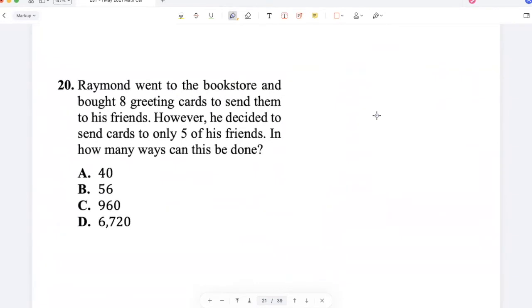20. Raymond went to the bookstore and bought 8 greeting cards to send to his friends. However, he decided to send cards to only 5 of his friends. In how many ways can this be done? Okay, so the first friend can receive any of the 8 cards. The second friend can receive any of the remaining 7, remaining 6, remaining 5, and remaining 4. Right? So that's how each of the 5 friends will receive. Let's plug that in. 8 into 7, 56 times 120. So 56 times 120 is 6720.